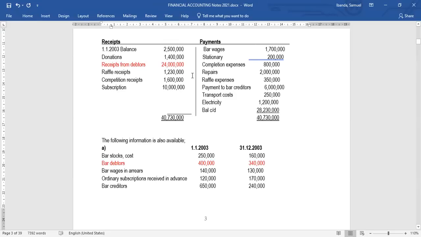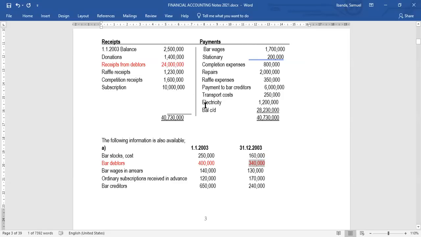Remember, just from mere understanding, if you started with 400,000, okay, in debtors, and then you have over 24 million that you received from debtors during the period, okay? And then you have 340,000 that remained outstanding from debtors. Means that part of this 24 million, because you only had 400,000 at the start, relates to sales for the period, okay? Relates to the sales for the period. And then remember, this 340 are the debtors that remained outstanding.